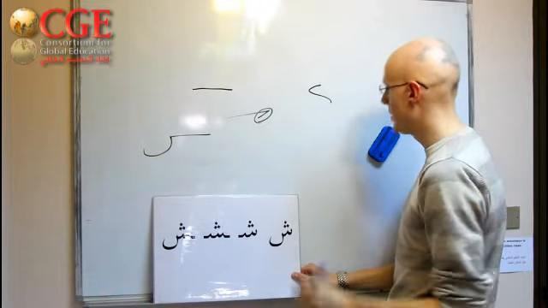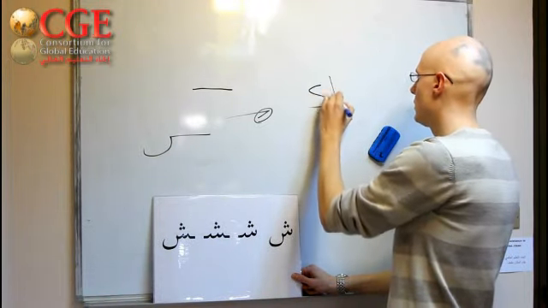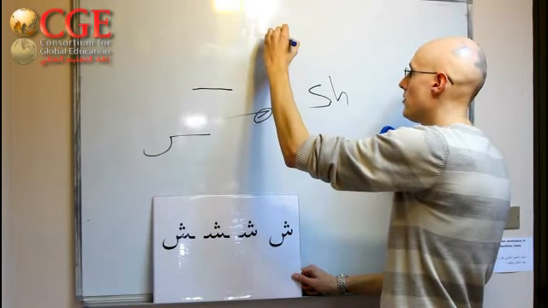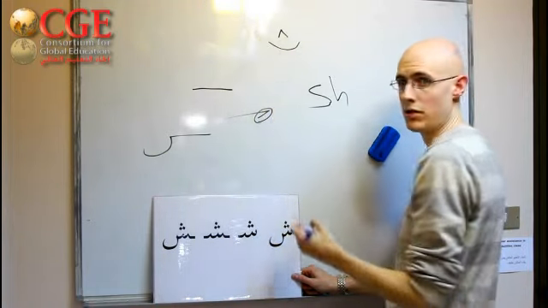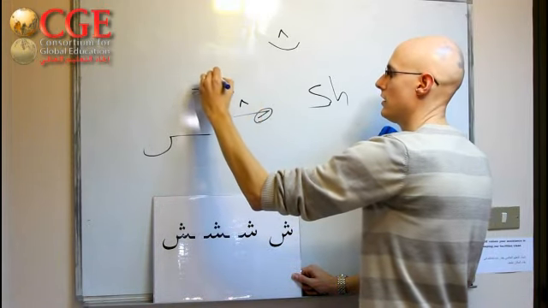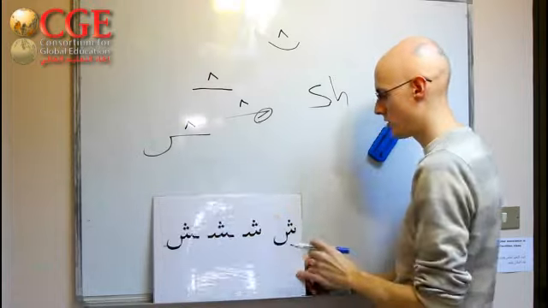The next letter is a sh, equivalent to the English SH. And like the th, which also has 3 dots written with a little hat, the sh also has a hat. Sh, sh, sh.